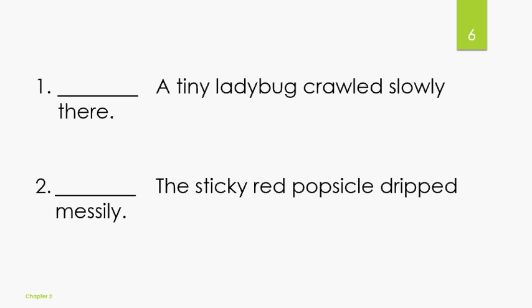A tiny ladybug crawled slowly there. First question is, what crawled slowly there? Ladybug, subject, noun. What is being said about ladybug? Ladybug crawled. V for verb. Crawled how? Slowly. Adverb. Crawled where? There. Adverb. And I apologize that it's hard to write in this little space.